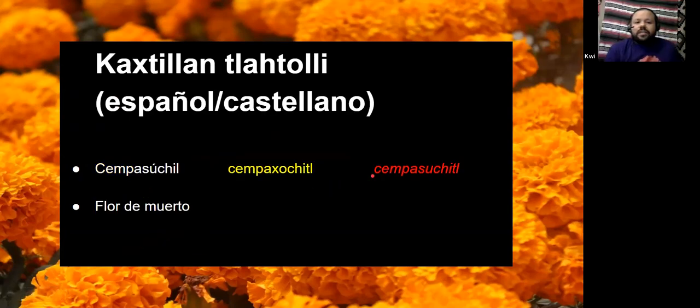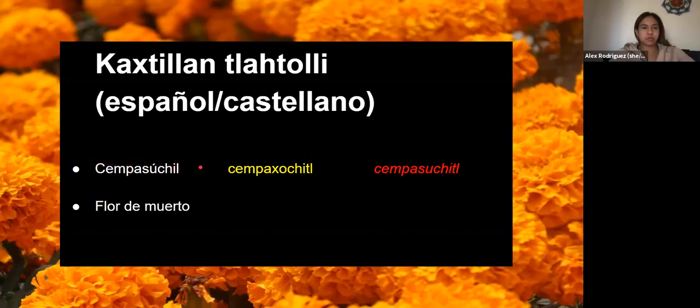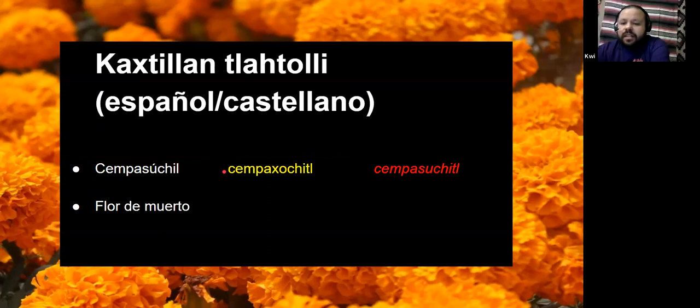In Castilian, tlahtolni, or Español, or Castellano, Sempoalxochitl, right? Which comes from Sempoalxochitl. In the red font, you see how it was written in the codice. So that's how it became the word in Mexican Spanish, Sempoalxochitl, or simply just as Flor de Muerto.